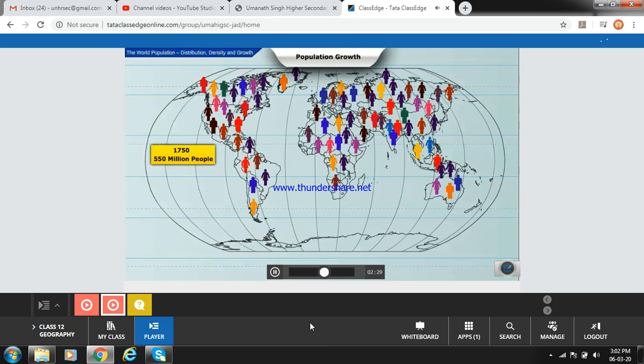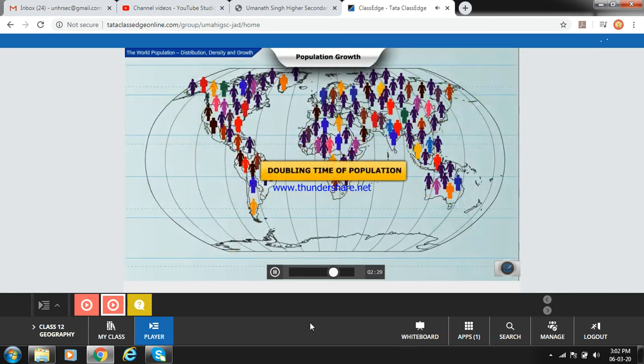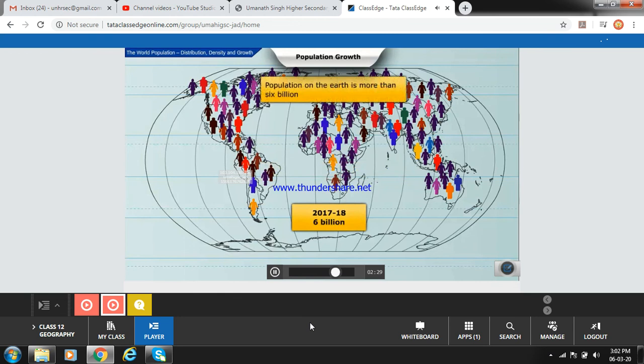Again, it took millions of years for human population to attain the 1 billion mark. But in the last 12 years, the sum reached from 5 to 6 billion. Population in developing countries is growing rapidly, and in many areas, it is expected to continue at the same rate. Doubling time of world population. Currently, the population on the earth is more than 6 billion.